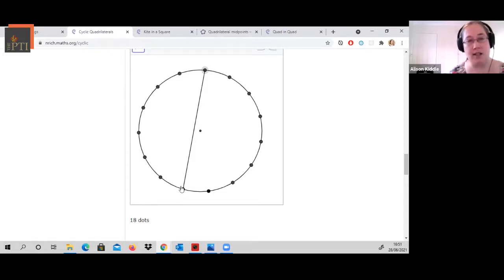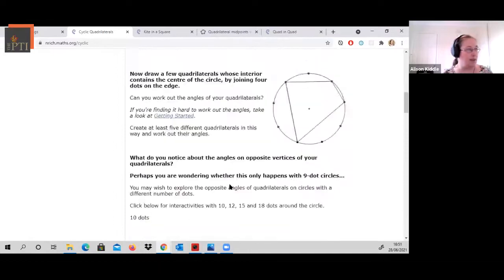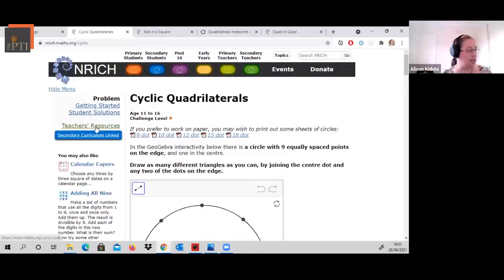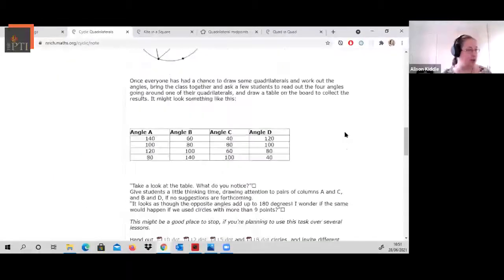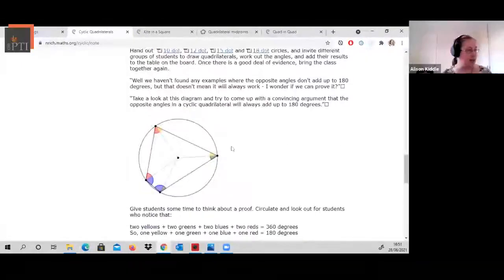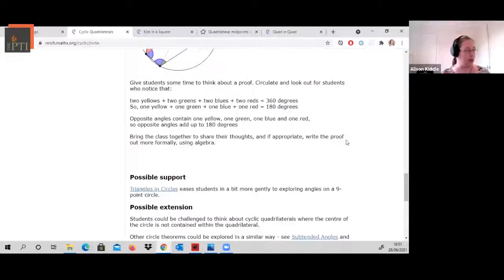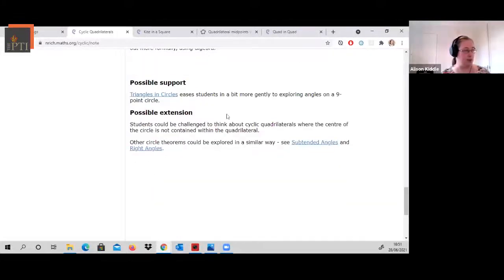So you can get the result that the angle in a semicircle is 90 degrees by exploring rectangles on a grid. And as with all problems on the Enrich website, in the teacher's resources, you've got some discussion on the sort of things that Charlie and I have just been talking about. And you've got an image to suggest how the proof might work. But then in the possible support and the possible extension, there are links to other problems that you can use to think about exploring the circle theorems.